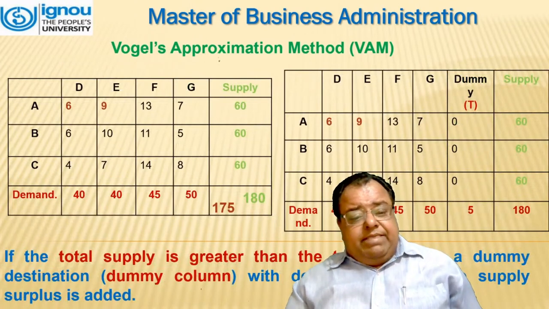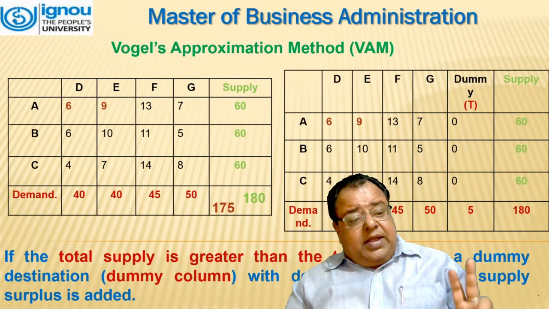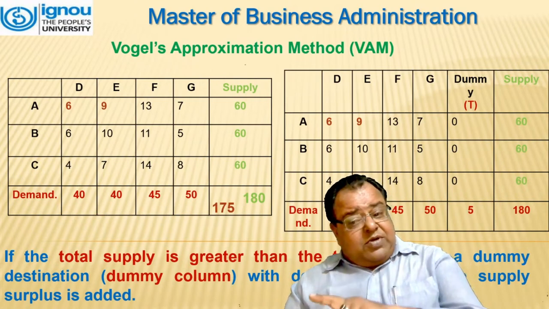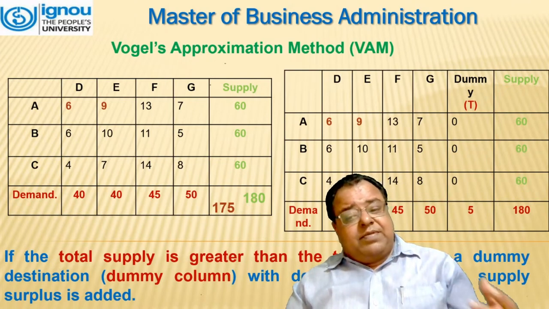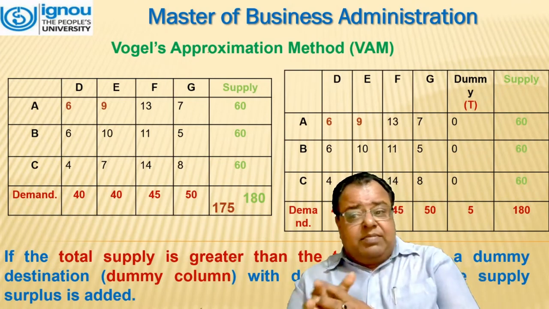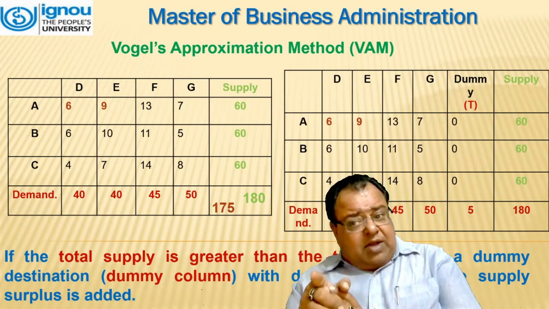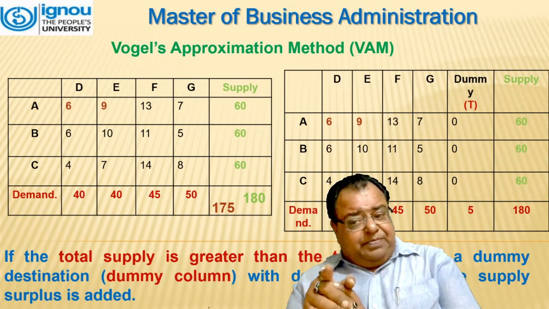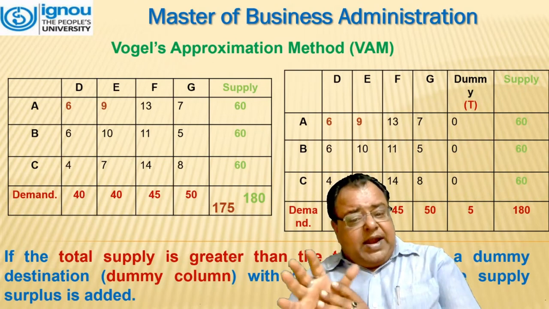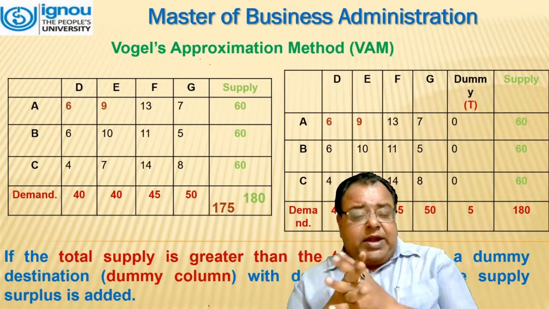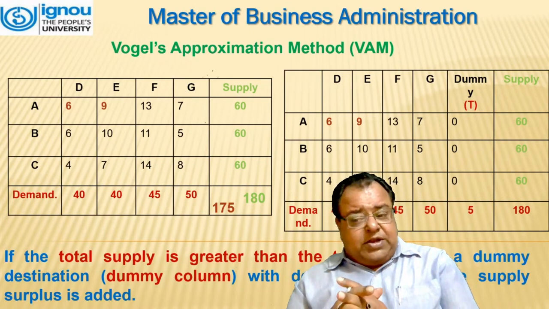If the total supply is greater than the total demand, then a dummy column is added with the demand equal to the supply surplus. So here in this problem, supply is greater than the demand. So we are going to add a column over there, which is dummy column D. Unit values are 0 and a demand value of 5 is added to it. That means now this has been converted into a balanced transportation problem.